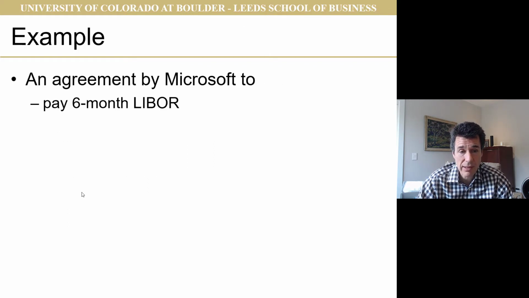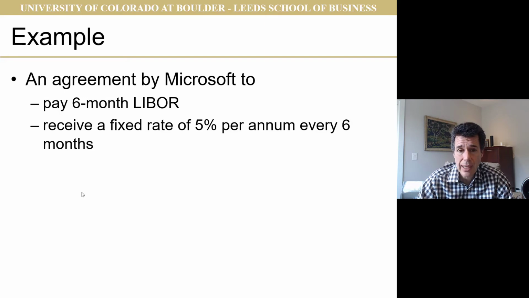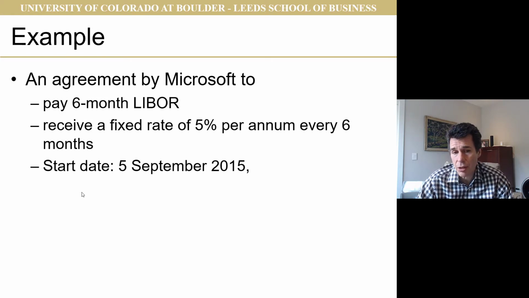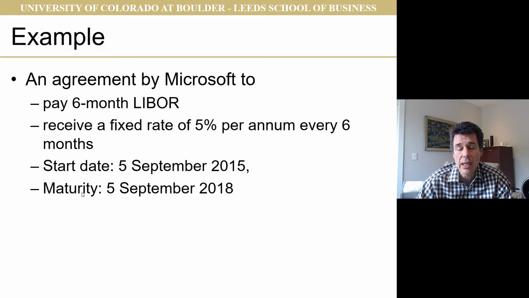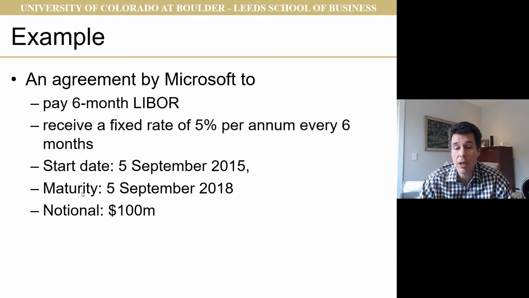Okay, so an example. Let's have an agreement by Microsoft to pay 6-month LIBOR and receive a fixed rate of 5% per annum every 6 months. Again, typically they would be paying 3-month LIBOR, but let's just make our lives a little easier. The start date is the 5th of September 2015, and the maturity is the 5th of September 2018. So this is a 3-year swap on $100 million.